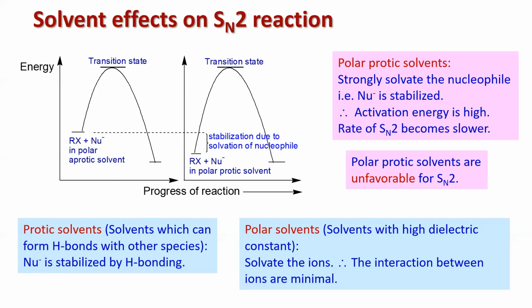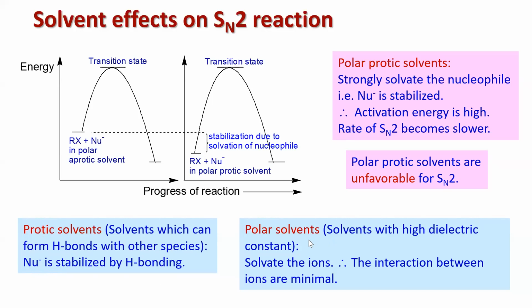Now, as I said, there are two types of solvents we are talking about here: polar protic solvents and polar aprotic solvents, right? Here I have mentioned the effect of polar protic solvents. What is a polar protic solvent? You have to know what a protic solvent is. Those are solvents which can form hydrogen bonds with other species. So if the nucleophile, this Nu minus, is stabilized by hydrogen bonding when a protic solvent is there, right?